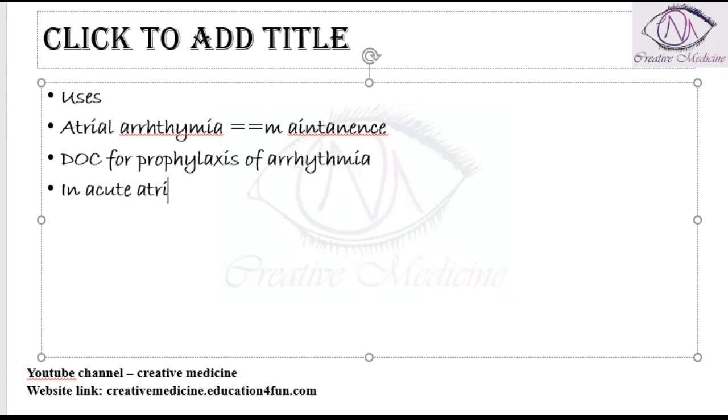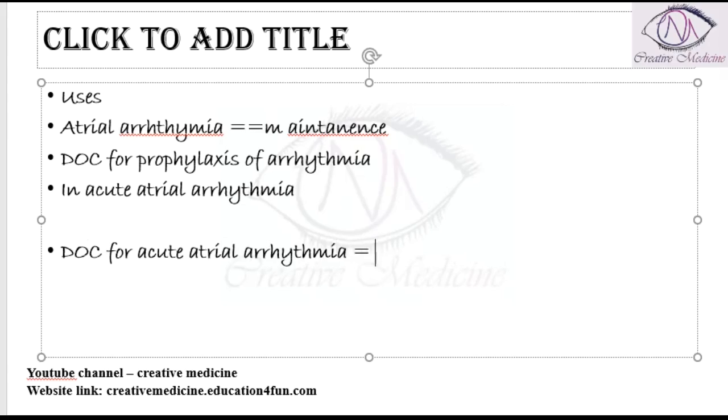In acute atrial arrhythmias also we can use amiodarone, but the drug of choice for acute atrial arrhythmias is not amiodarone. The drug of choice for acute atrial arrhythmias is intravenous ibutilide. Amiodarone is used to treat all types of arrhythmias. It can be used in all types of arrhythmias except one.